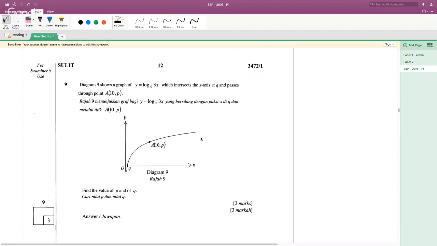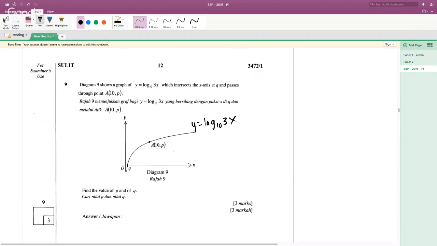In order to solve this question, it is 3 marks, I guess it is linear law, but I couldn't see anything here. All right, the question asks for P and Q. I see the P, but I don't see any Q yet. Oh, okay, I see the Q. Q is the x-intercept. This is not really linear law. This is just a normal equation: y equals log tan 3x.